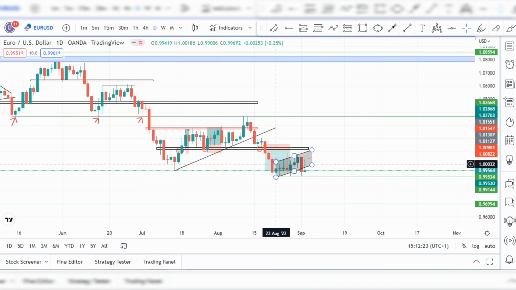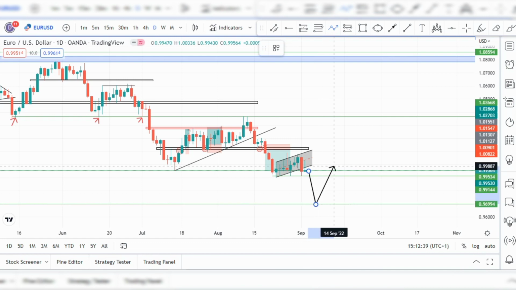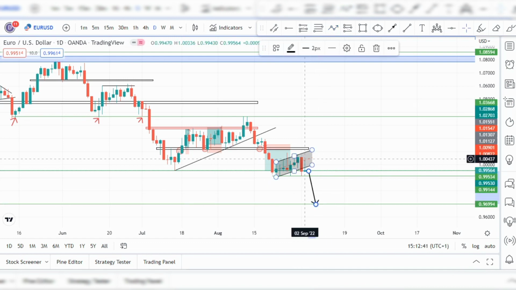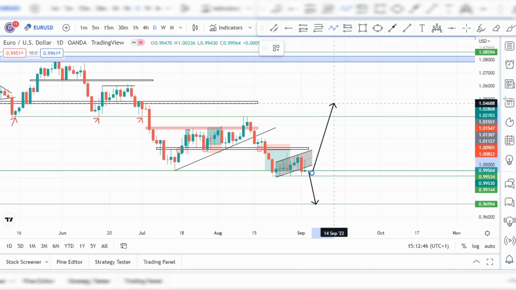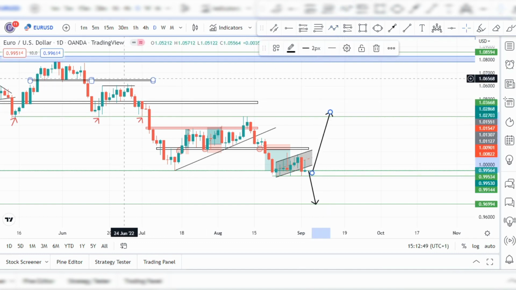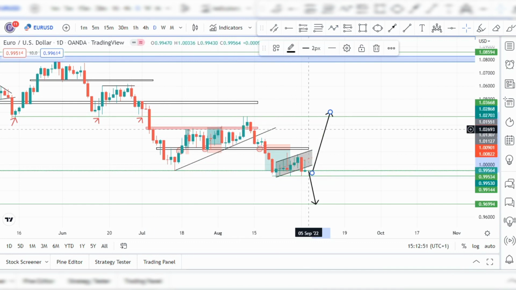I drew this channel initially just because price was ranging in it, and price has broken that channel, came back up to form this sort of pin bar. So again, it could mean that price could break it to the downside and then have one more push to the downside before making any sort of up move, or price could just continue or reverse from this area to the top as well, forming, broadly speaking, a double bottom pattern, just like we saw on the gold.